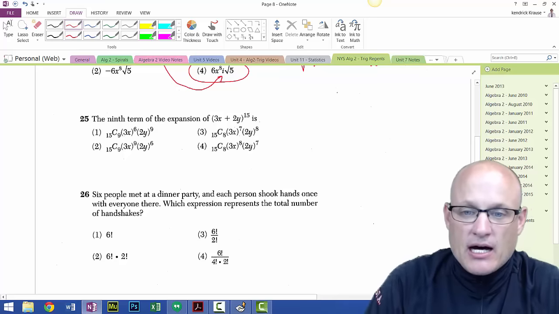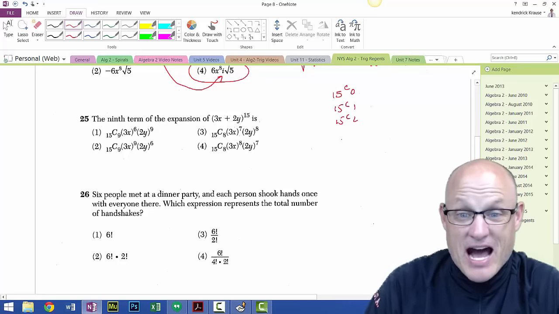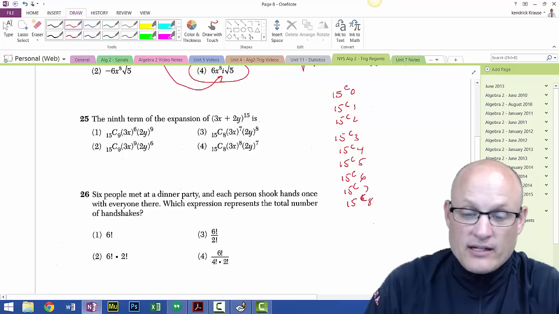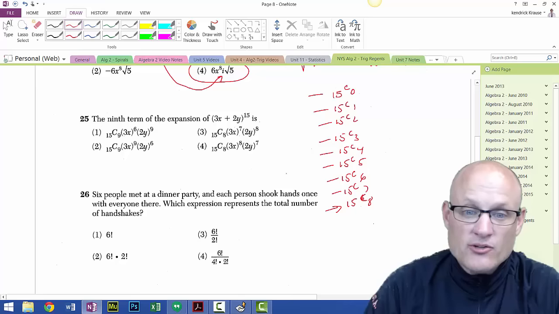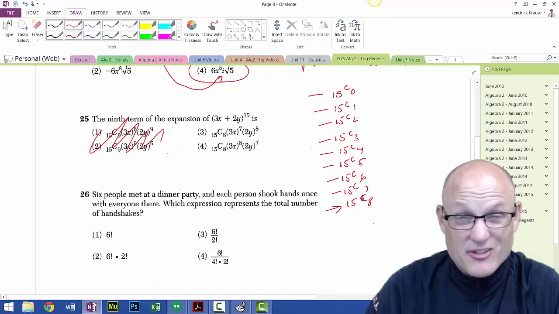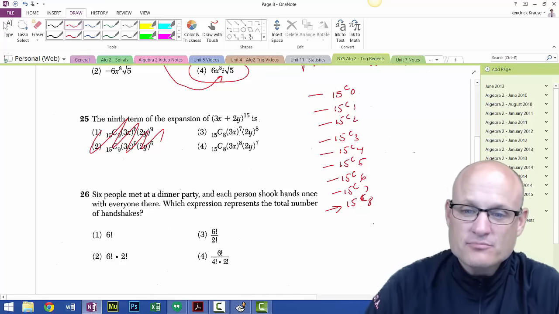But the way I've always taught it is 15C0, 15C1, 15C2. Got to go to 9: 15C3, 15C4, 15C5, 15C6, 15C7, 15C8. Now, this is the 1, 2, 3, 4, 5, 6, 7, 8. Here's the ninth term. So it's 15C8. So these aren't right, but I'll bet you all picked one of those because it was the ninth term and you wanted the one with a 9 in it.